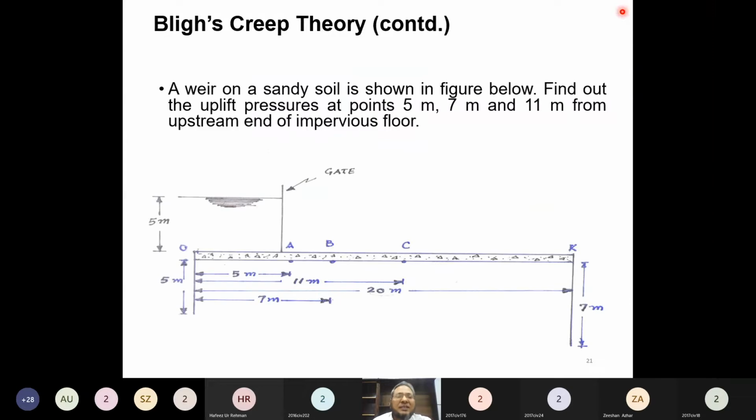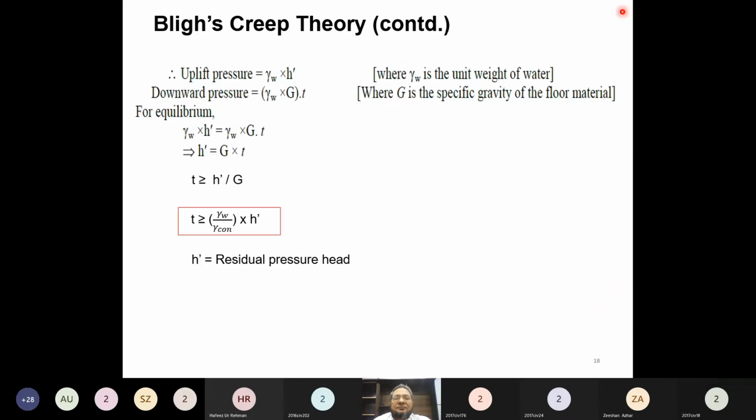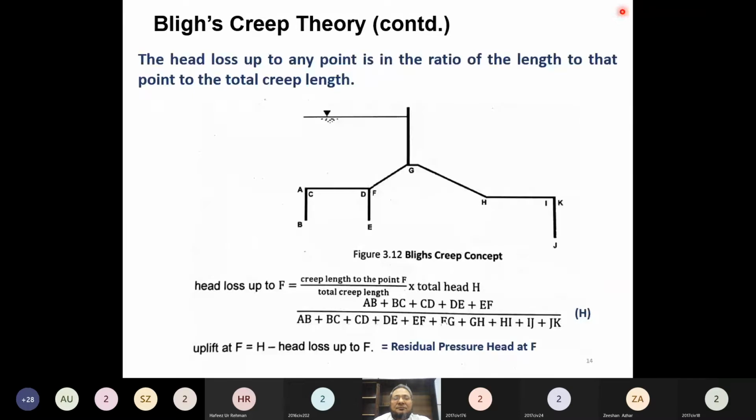And according to Bligh's theory, you know how we can compute the uplift pressure at any point? Someone should respond to me. How can we compute uplift pressure at any point? Maybe here, here, here, and anywhere. According to Bligh's theory, compute the head loss up to that point. Okay. And how to compute the head loss up to that point?